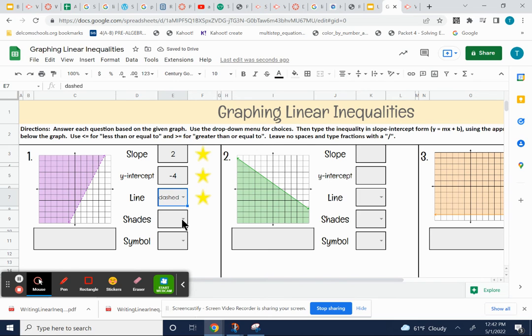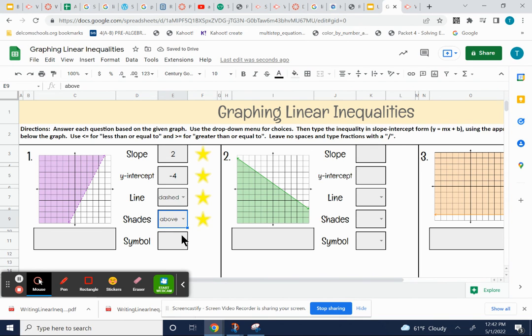Now the shading. Is this showing above the line or below it? If you get mixed up on this, which I do sometimes, I like to look at the y-axis. Are the shaded points above on the y-axis or below on the y-axis? It's above. They're shading above the line, so use the drop down.